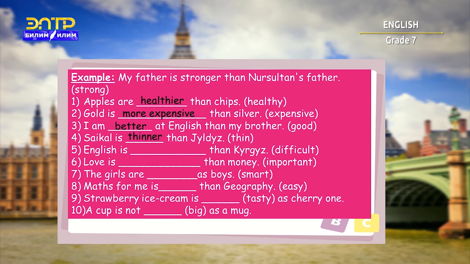And the fourth sentence, Saykal is thinner than Yıldız. English is more difficult than Kyrgyz. Love is more important than money. The girls are smarter as boys. Math for me is easier than geography. And strawberry ice cream is tastier than cherry one. And the last one, a cup isn't bigger as a mug.